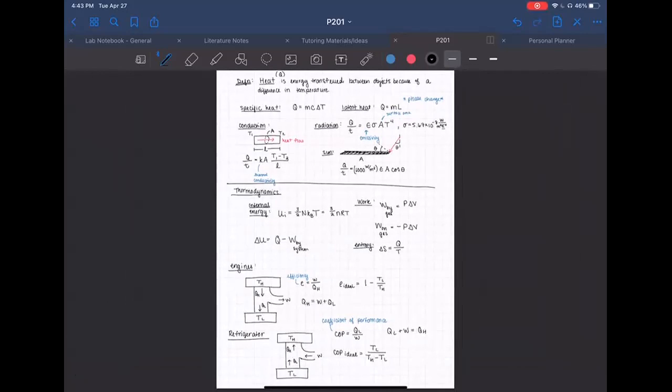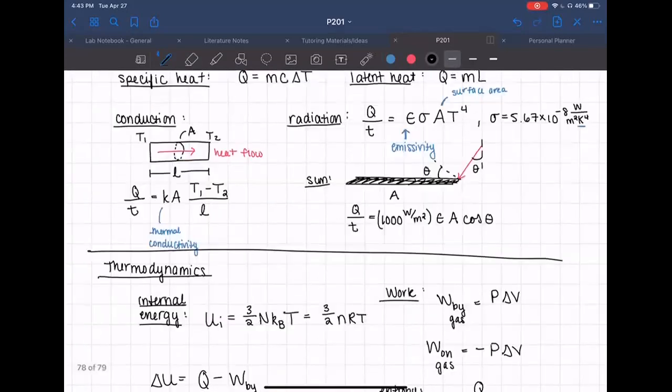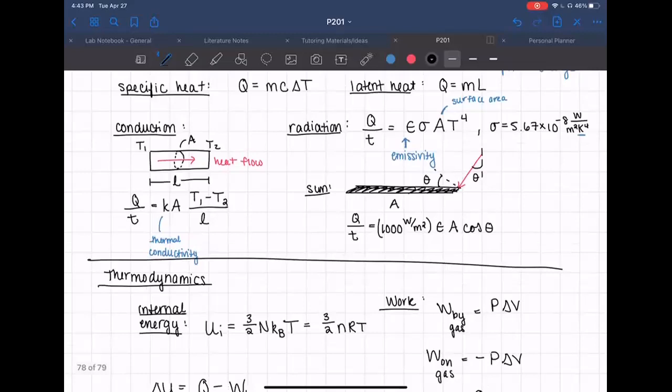I have a question about the conduction equation. Sure. T1 is supposed to be the warmer temperature. Yes. Okay, thank you. You're welcome. So when we write down this diagram, would you recommend switching the two, like making T2 T1 and T1 T2, so then it makes more sense?